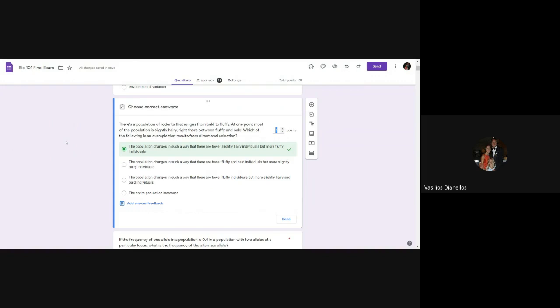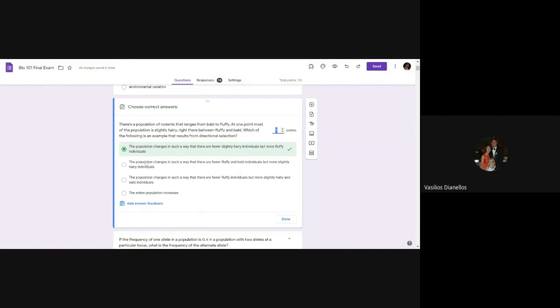Mind you, if this said the population changes in such a way that there are fewer slightly hairy individuals, but here's where it's different, more bald individuals, that would also be the same. That would also be directional, right? Because you're going to the extreme phenotype, and that would be directional. So that is why this is the correct answer. Let's look at the other options.